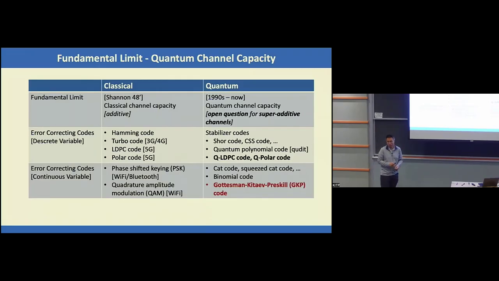So the task is to come up with really good, efficient codes, like a QLDPC code or even a quantum polar code, to achieve some of the capacities. And for the bosonic case, which is the focus of today's talk, I would propose that we can also investigate the GKP code, which is a promising code that can be shown to achieve the quantum channel capacity.